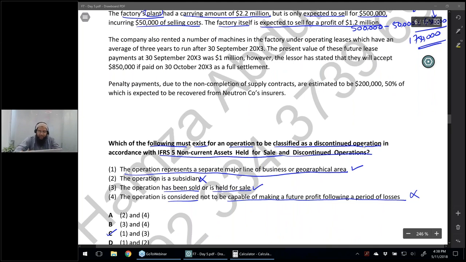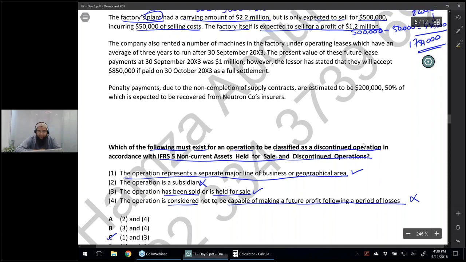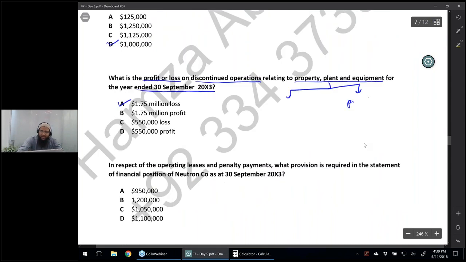So 1750 is the loss. Let's go to the options. 1,750,000 loss is in A. So the question was talking about property, plant, equipment. We have a gain on property and we have a loss on plant. Why are we not recording the gain? Because as per prudence, as per IFRS 5, we only record a loss. We do not record the gain until the asset has been sold. So this will not be recognized until sold. This is going to be recorded when the asset is sold.